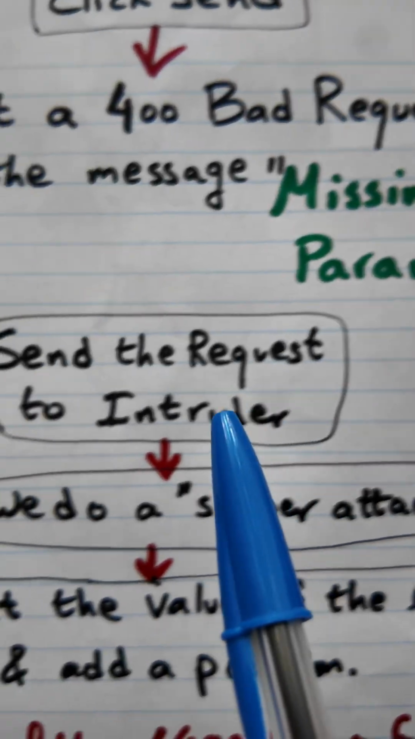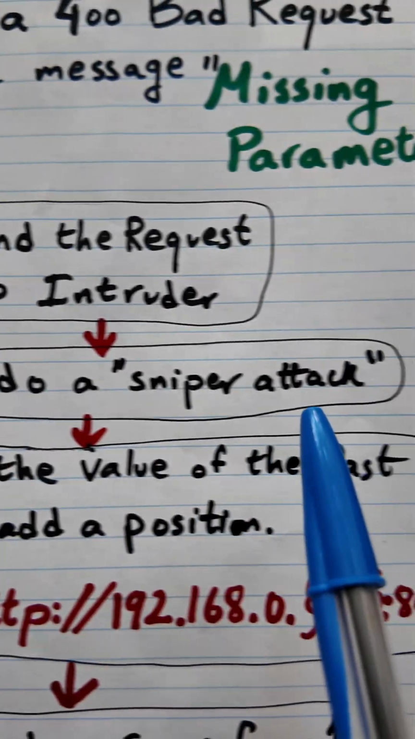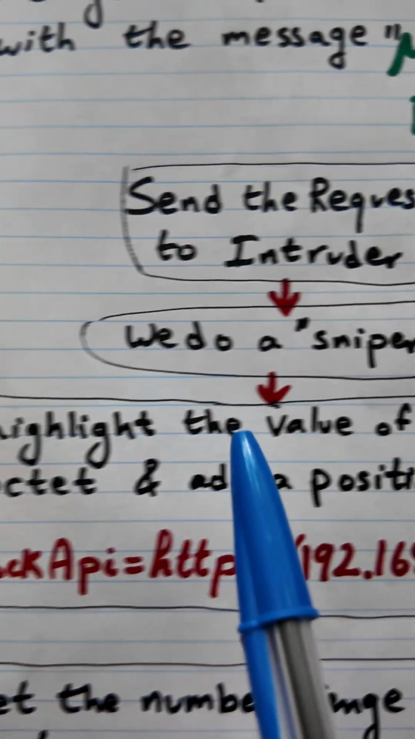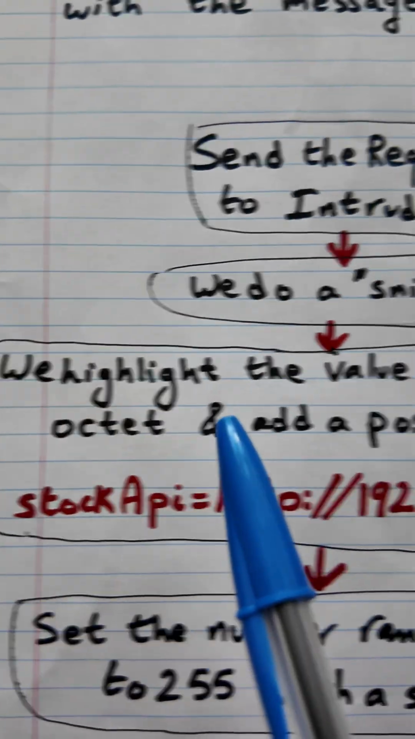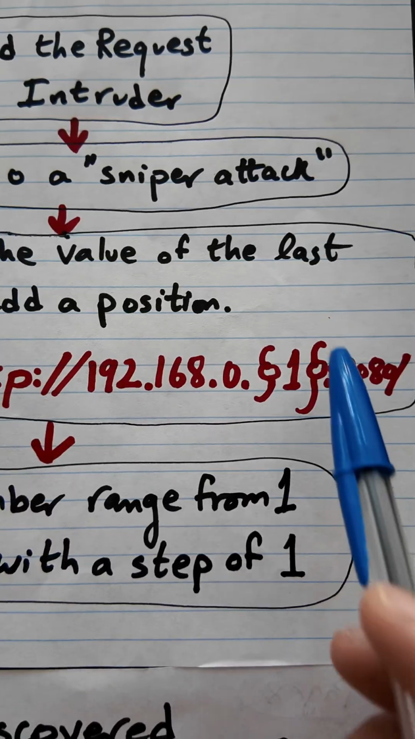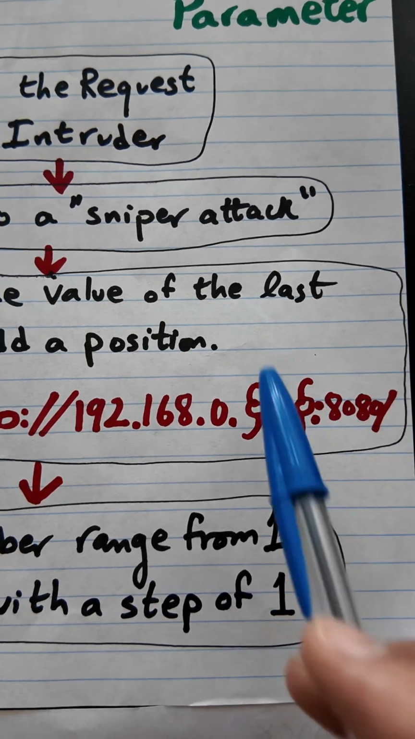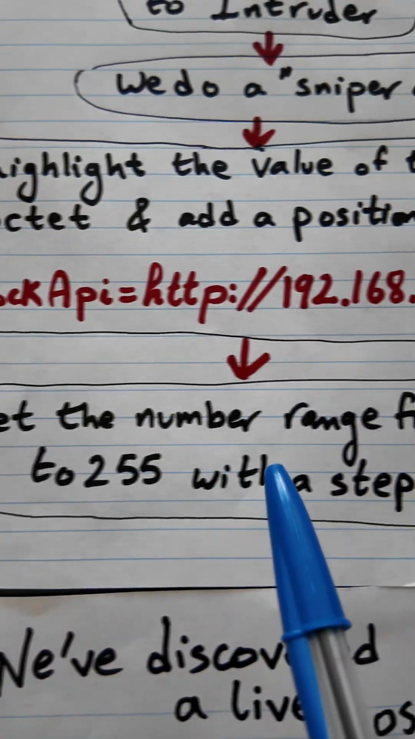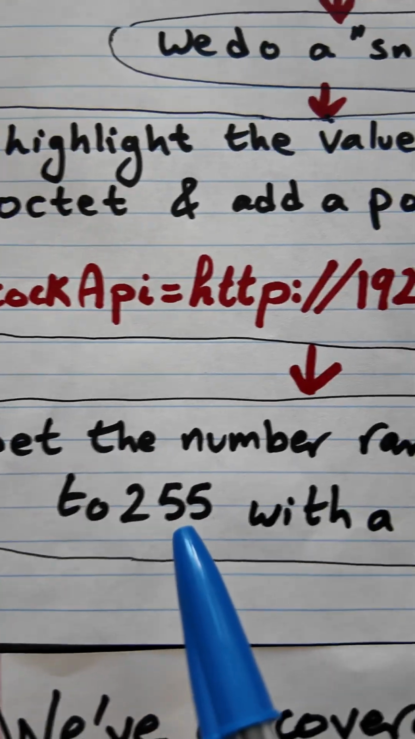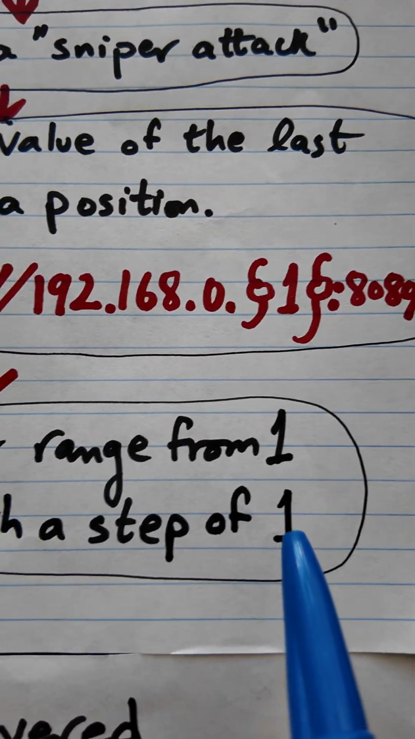We send the request to Intruder. We do a sniper attack. We highlight the value of the last octet and add a position. So we add a position around this last octet. We set the number range from 1 to 255 with a step of 1.